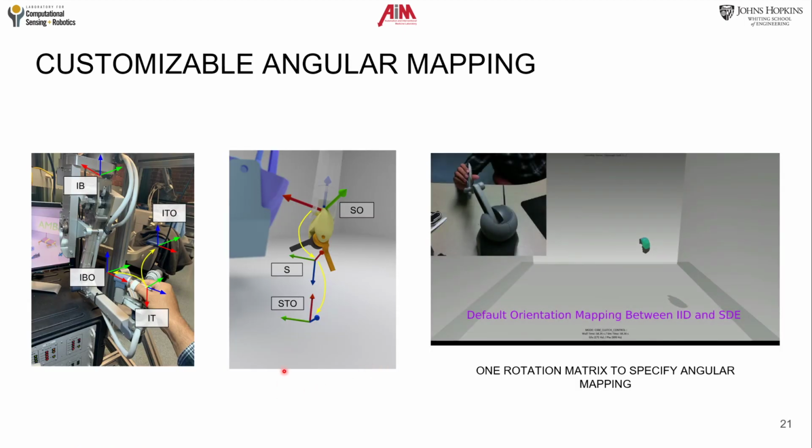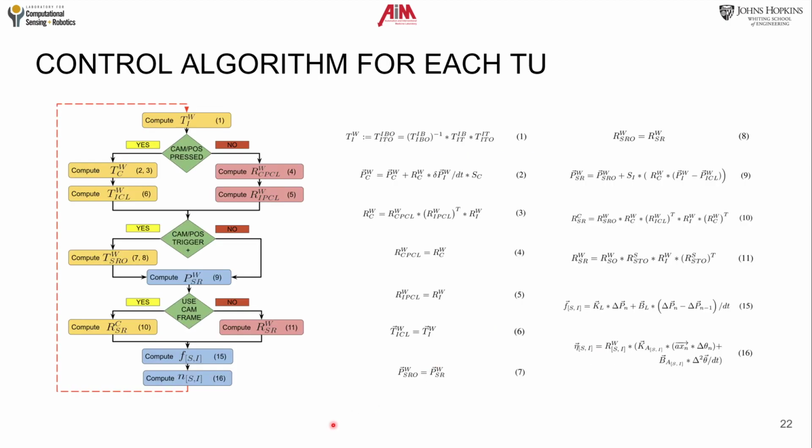The frame STO is responsible for defining the orientation or angular mapping between the IID and the SDE. The video shows an example of changing this frame. The coordinate frames and transforms are complemented with the control algorithm discussed here. This algorithm is executed asynchronously for each telerobotic unit.